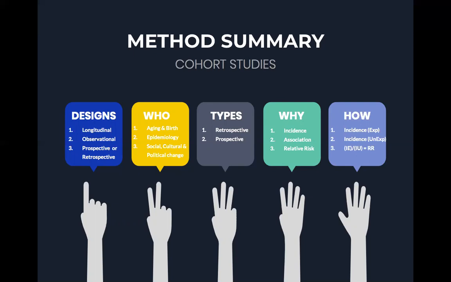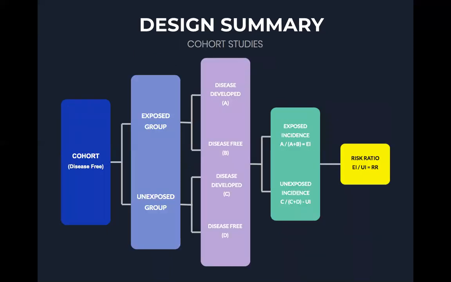Now, here we have another visual to finish off, which basically just takes us through a design summary of a cohort study, where we start with a cohort that is disease-free to start with. We work through exposed and unexposed groups. And as I said before, they either develop disease, so they would be exposed with an outcome, or exposed without an outcome, so disease-free. Same for the unexposed group. From there, we can figure out our incident rate and our risk ratio.